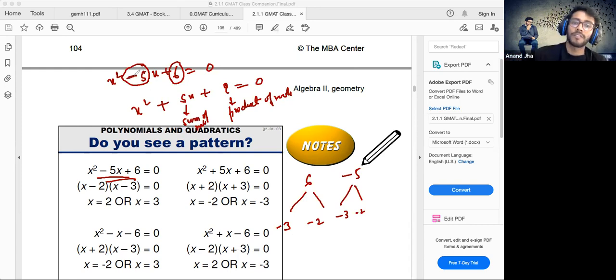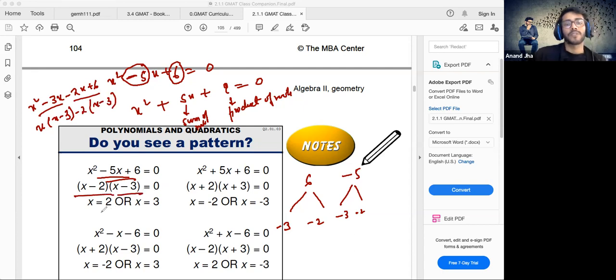Very, very important. So I'll write x square minus 5x, I'll write minus 3x minus 2x plus 6. Club this together, x into x minus 3. Club this together, minus 2 is common, x minus 3. So answer is x minus 2 into x minus 3. So x equals to 2 or x equals to 3.